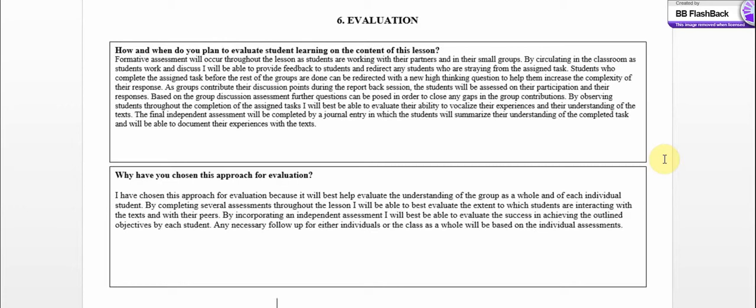So I think a continuous evaluation will help me understand and clearly see if students are meshing well together and working towards the common goal. Now, by incorporating an independent assessment, I will best be able to evaluate the success in achieving the outlined objectives by each student. Any necessary follow-up for each individual or the class as a whole will be based on the individual assessment. This has completed my lesson plan explanation.